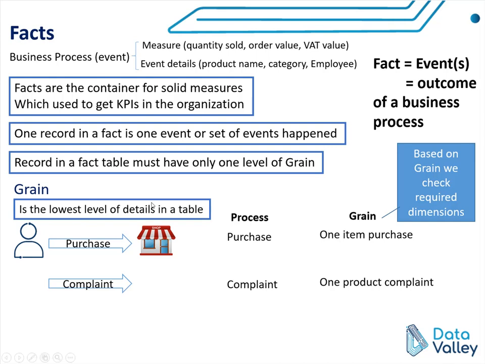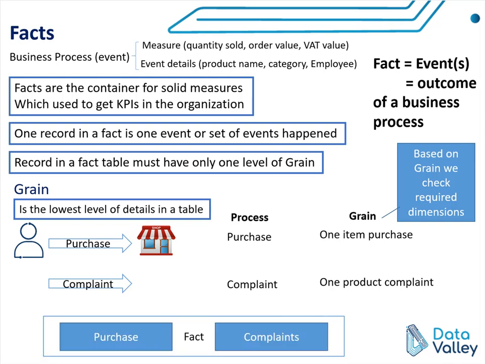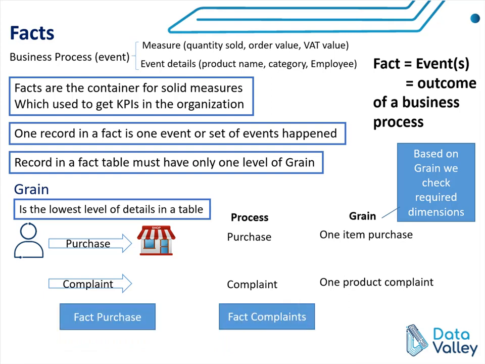We have one important rule here. In the same fact table, I cannot have two grains. So for example, if I have one fact table, I cannot insert in this fact table purchase records and complaints records. This is against our definition here. Records in a fact table must have only one level of grain. So we should have one separate fact table for purchase operations and one separate fact table for complaints operations. And why do we do that? Because we need to separate KPIs. We cannot have the same table with KPIs from two different levels of grain.